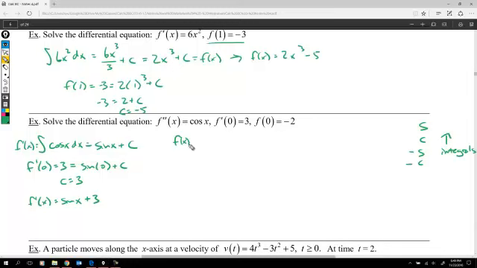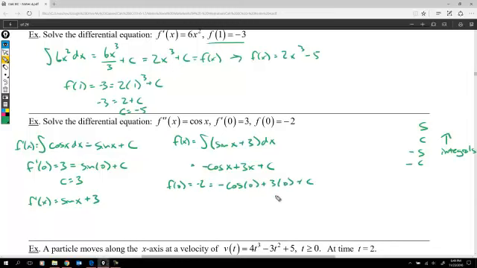Okay, now f of x is equal to the integral of sine of x plus 3 with respect to x. The integral of sine is negative cosine. The integral of 3 is 3x plus c. All right, now I know that f of 0 is negative 2. So I'm just going to plug 0 into my function. So cosine of 0 is 1, so I have negative 1 here. So that means c is also negative 1, which means that my original function is negative cosine of x plus 3x minus 1. And now we're done.